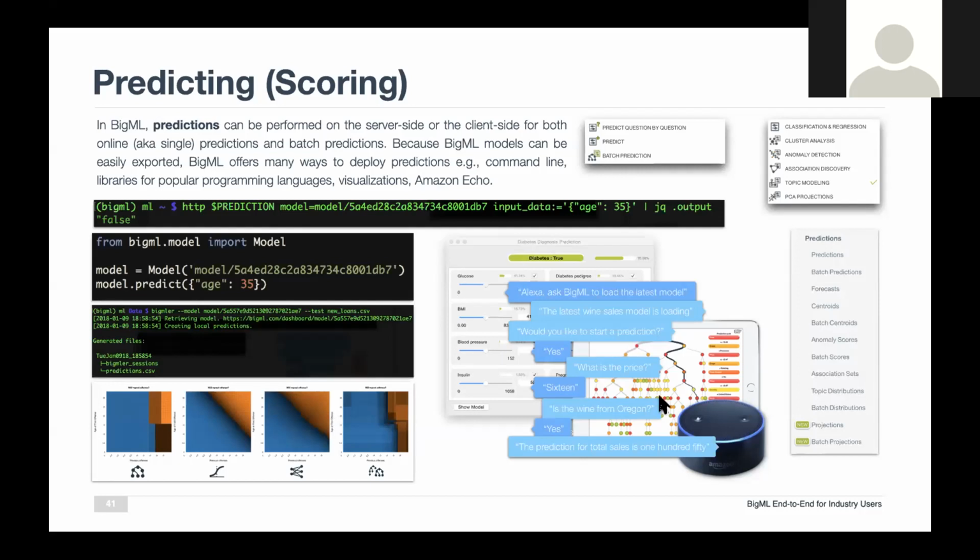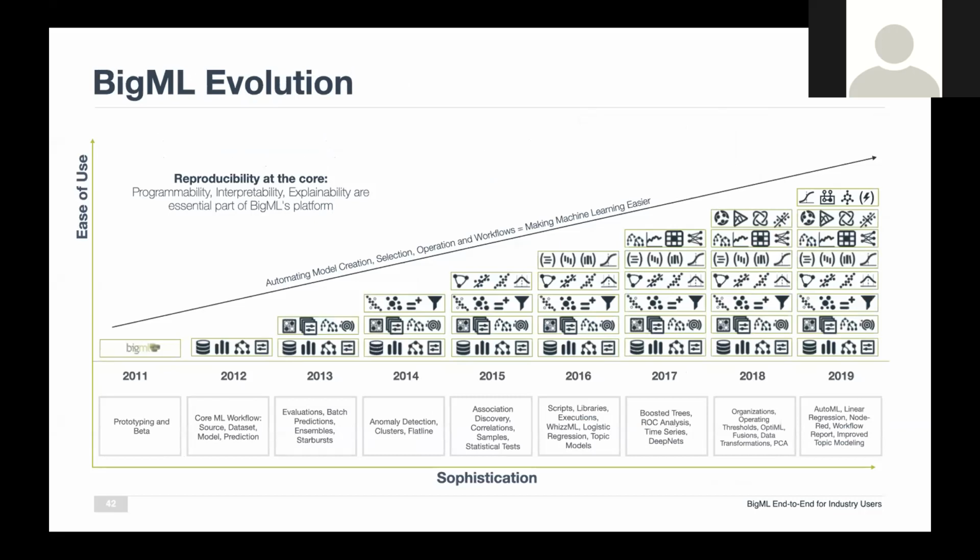And also, we have different inputs. So we have the REST API. We also have the different bindings. Here's a Python example. We have BigMLer, which is a tool for the command line in Linux. And we even have an Alexa utility. So there are plenty of ways of doing predictions, and especially it's interesting that they can be done locally without even an internet connection.